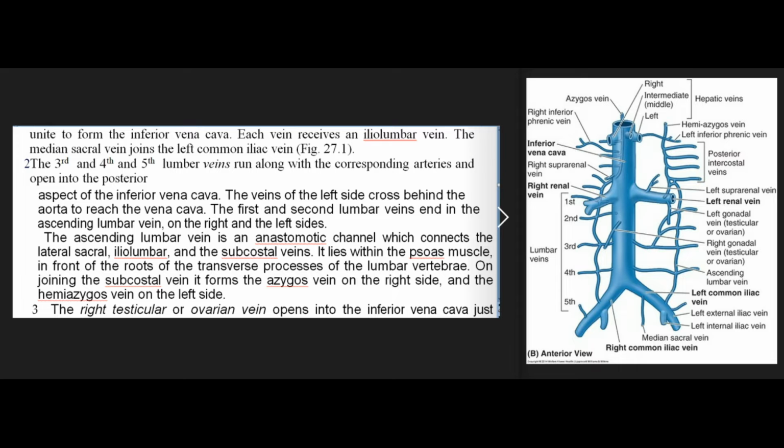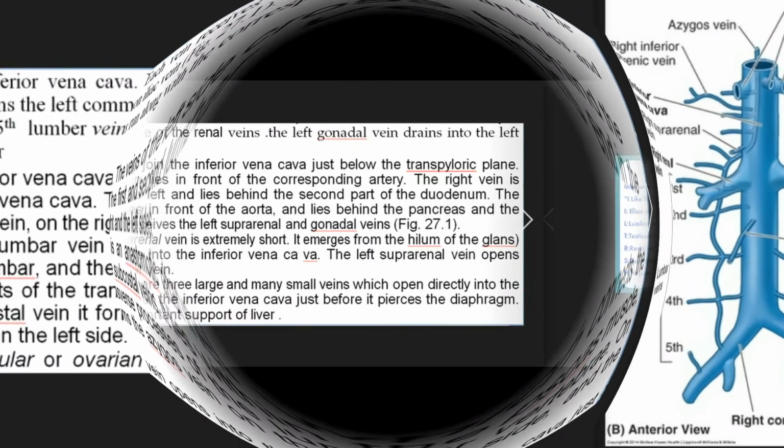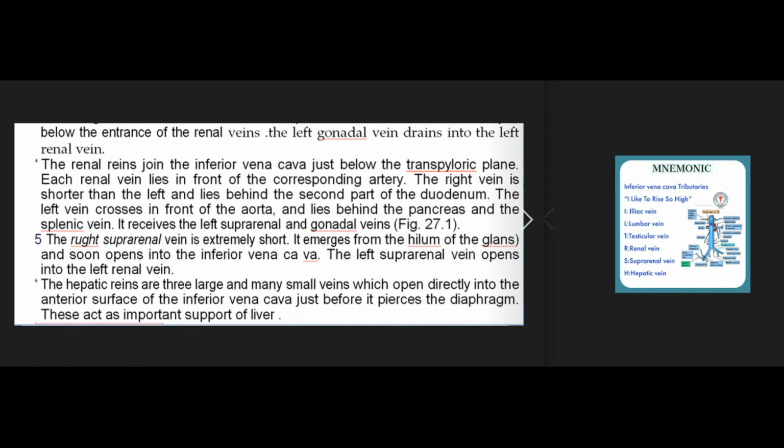The first and second lumbar veins end in the ascending lumbar vein, on the right and the left sides. The ascending lumbar vein is an anastomotic channel which connects the lateral sacral, iliolumbar, and the subcostal veins. It lies within the psoas muscle, in front of the roots of the transverse processes of the lumbar vertebrae. On joining the subcostal vein it forms the azygos vein on the right side, and the hemiazygos vein on the left side. 3. The right testicular or ovarian vein opens into the inferior vena cava just below the entrance of the renal veins. The left gonadal vein drains into the left renal vein.